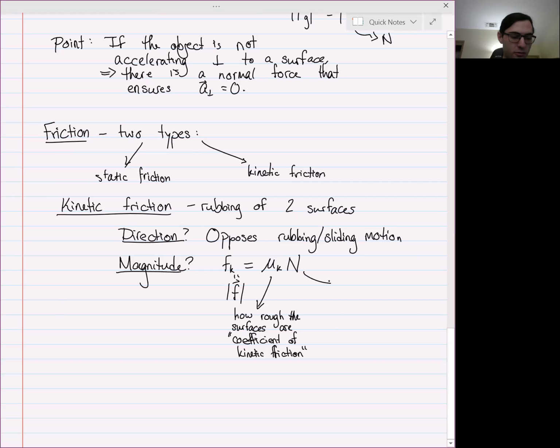And then this n, this is the normal force. It's the magnitude of the normal force. So if the two objects are being pushed together really hard, like think you have a really heavy object, then the normal force is going to be really large. So this normal force really tells us how hard the two objects or surfaces are pushed together. Just as a note, n is the normal or the contact force.